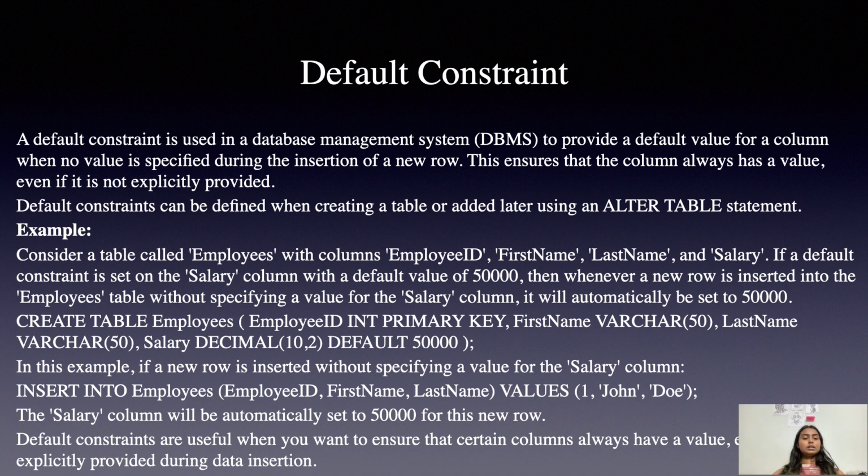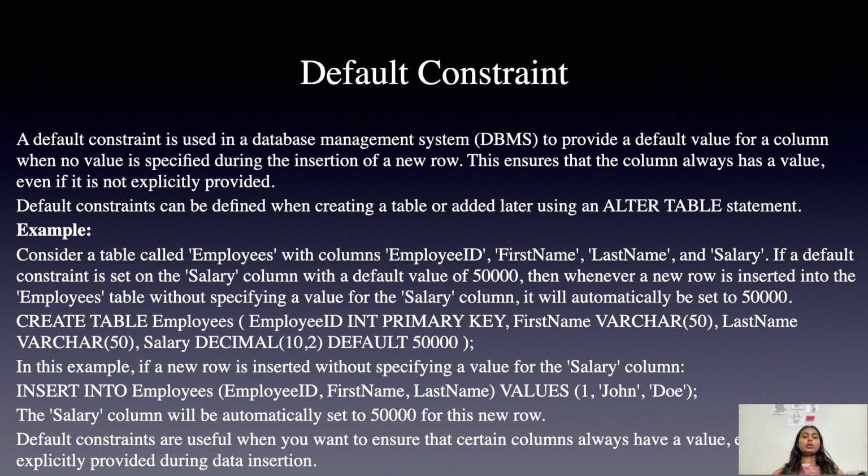Example: consider a table called employees with columns employee ID, first name, last name, and salary. If a default constraint is set on the salary column with a default value of 50,000, then whenever a new row is inserted into the employees table without specifying a value for the salary column, it will automatically be set to 50,000.